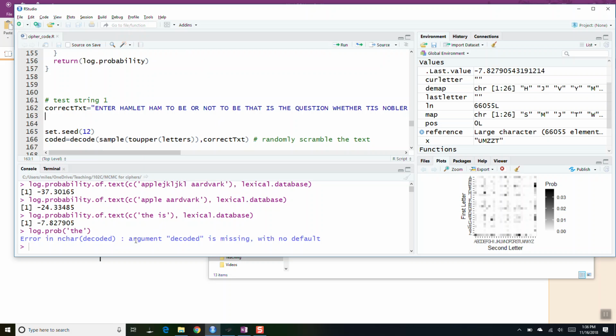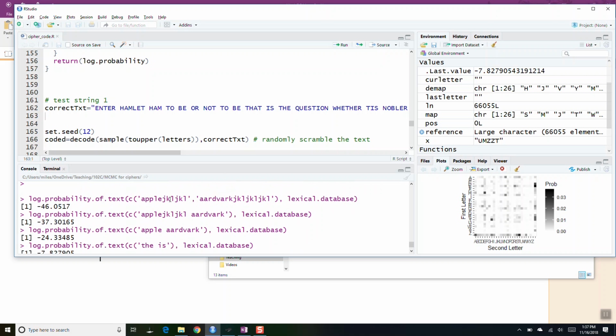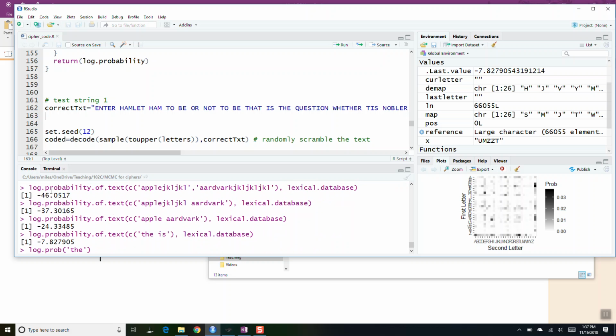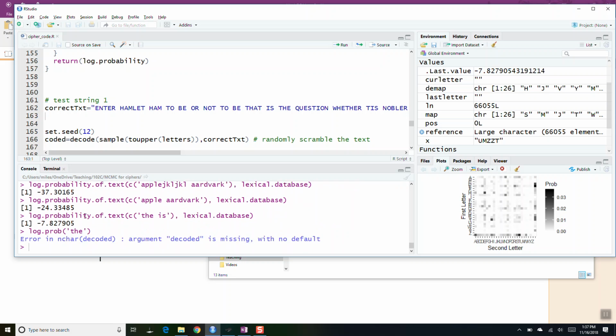So "the is" gets a score of only negative 7.8, whereas apple aardvark, those are both real words, and they get a score of negative 24. And then a non-real word here and real word aardvark gets a score of negative 37, and then two fake words, this should just be spaced with a space, will get a score of negative 46. So and then log prob with, depending on, let me just do.